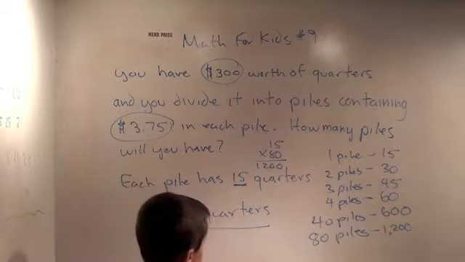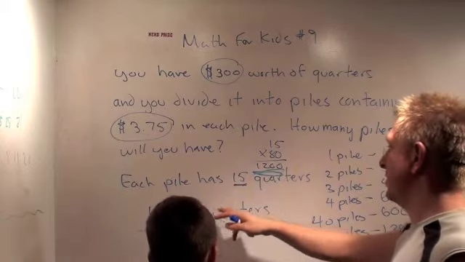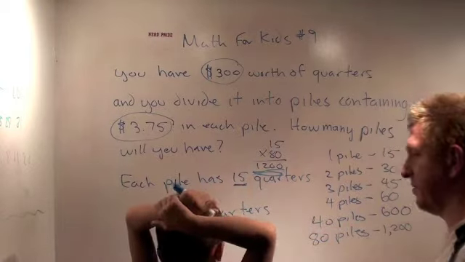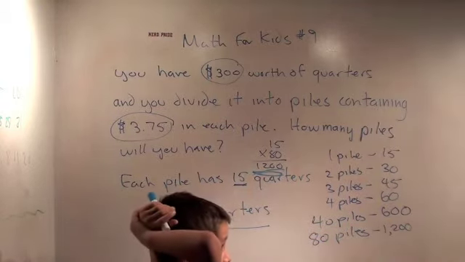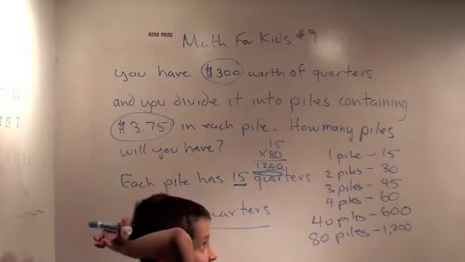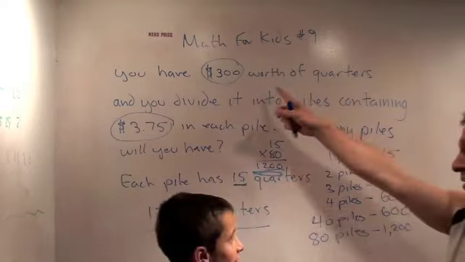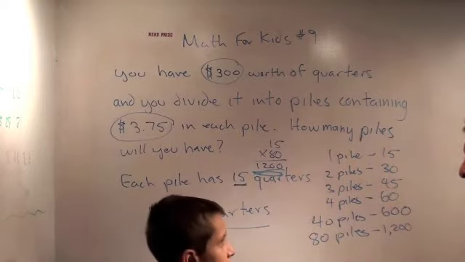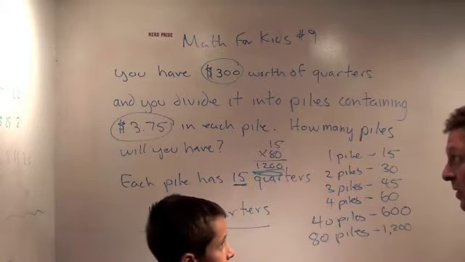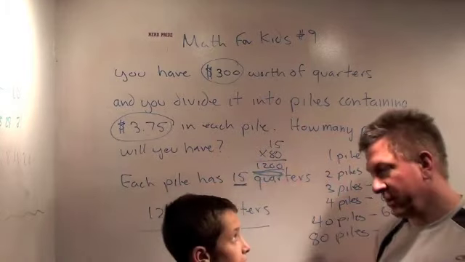But you have to make sure if you're going to divide things that they're the same kind of thing. Because I can't divide 3 cows into 4 apples. I can't cut up a cow and make an apple. So I can't cut up dollars and make quarters. But I can cut up quarters and make quarters, or I can cut up dollars and make dollars. Does that make sense?